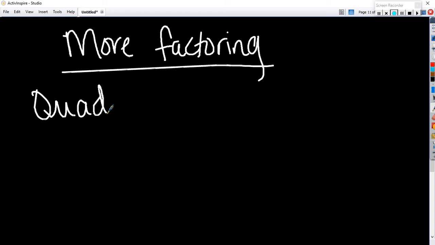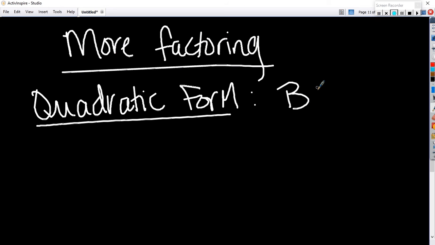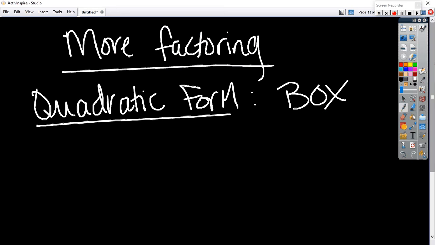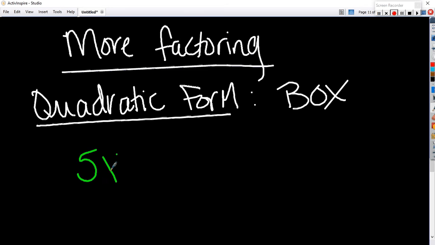So quadratic form: if it's in quadratic form, that means I can put it in the box. We just have to be very careful about how we put it in the box. But we have to recognize, you know how we have to recognize the perfect square trinomial? This is the same kind of thing. We have to recognize the pattern, okay? And the pattern is that you will have some number in front.